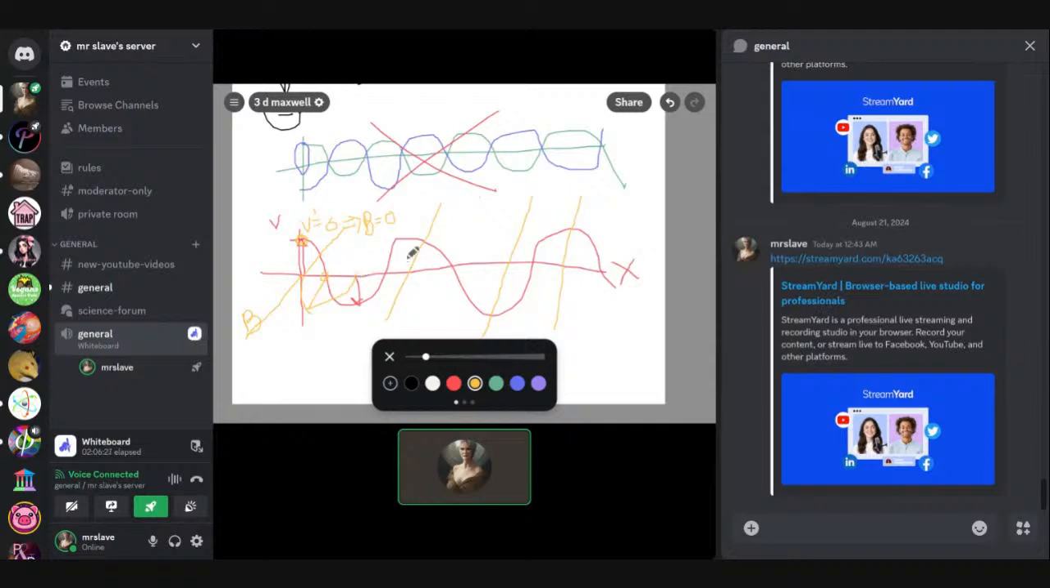This is my drawing. It is so bad that it's difficult to know what's going on. It's understandable. I want to add now the magnetic. Oh my god, my hand hurts so much.